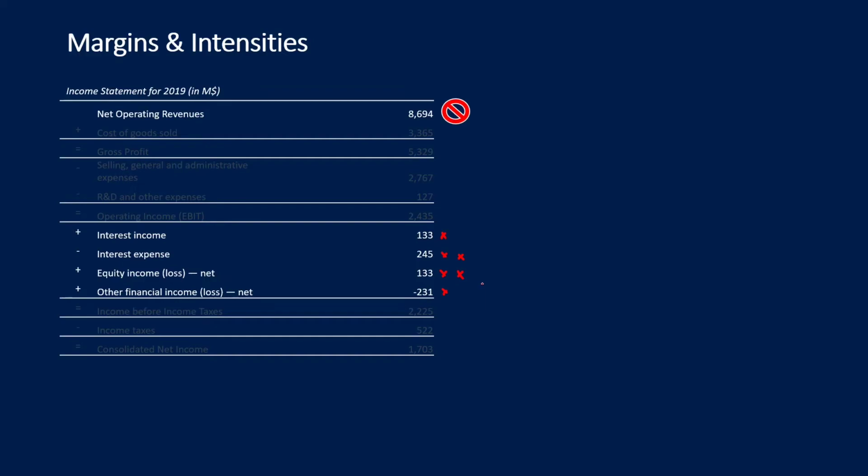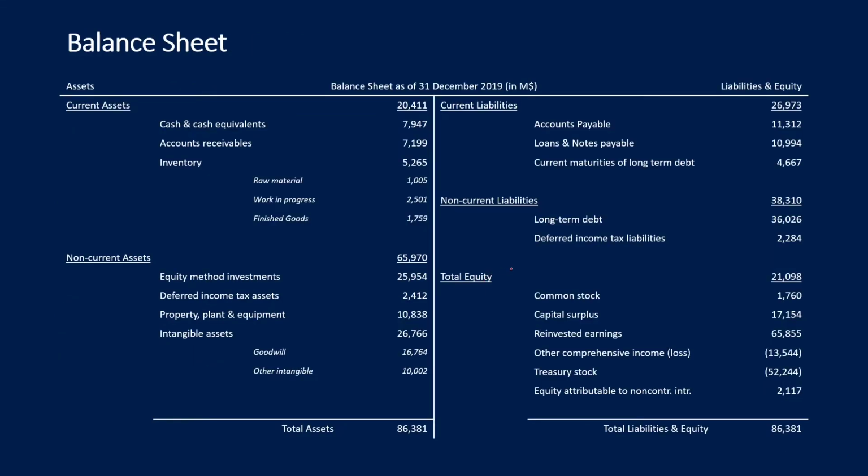So where do we find this in the balance sheet? In the balance sheet, we find loans and notes payables, and probably we will pay some interest on that. Current maturities of long-term debt, and of course, the long-term debt. So these are the three numbers we typically would have to pay interest on.